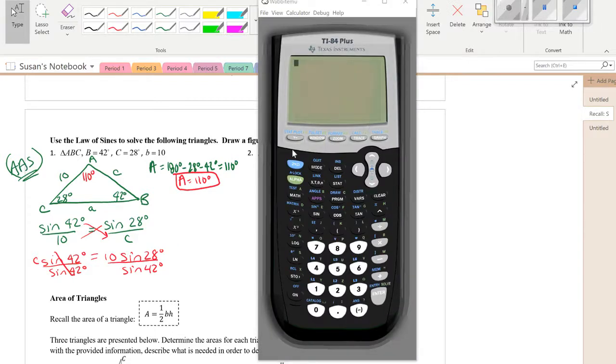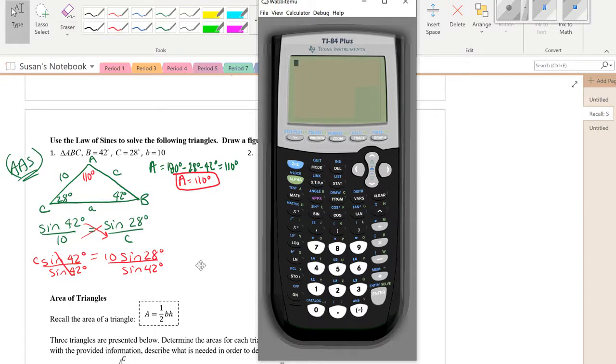So make sure you get your calculators out or on your computer. If I go to my mode, first of all, I want to make sure I'm in degree mode. Otherwise, you're going to get all these problems wrong. Your calculator automatically, when you clear it, defaults to radian. So always make sure you check that, especially if you're doing any standardized testing. So we have our degree mode turned on first.